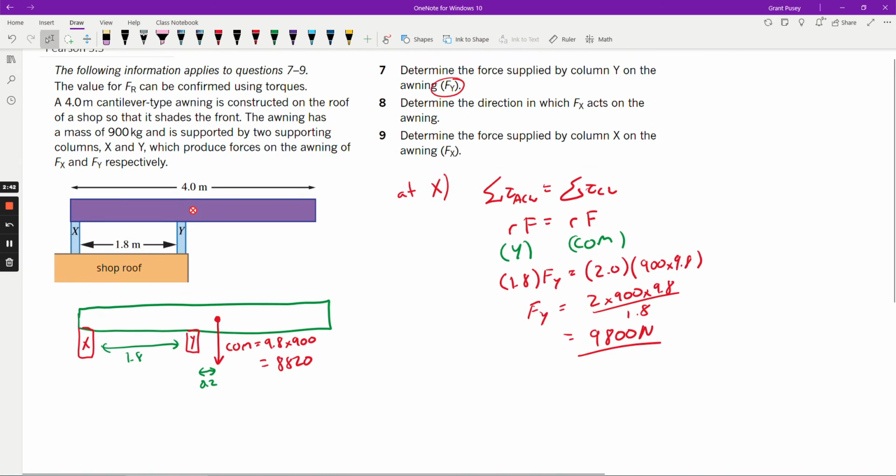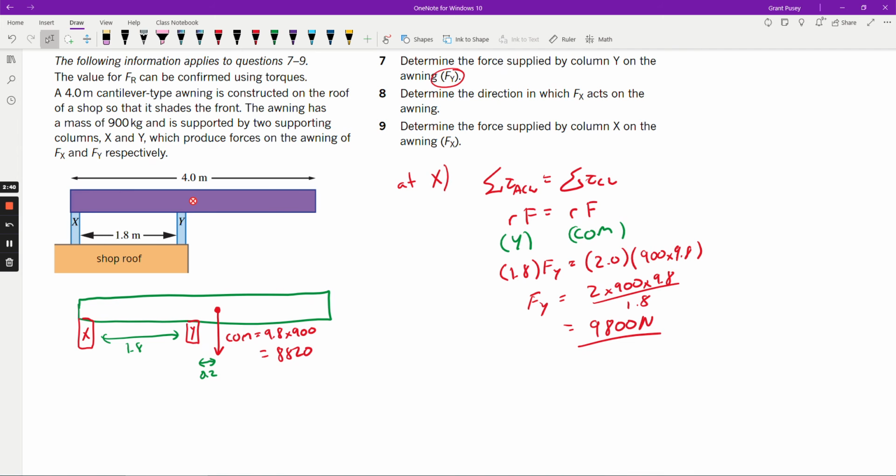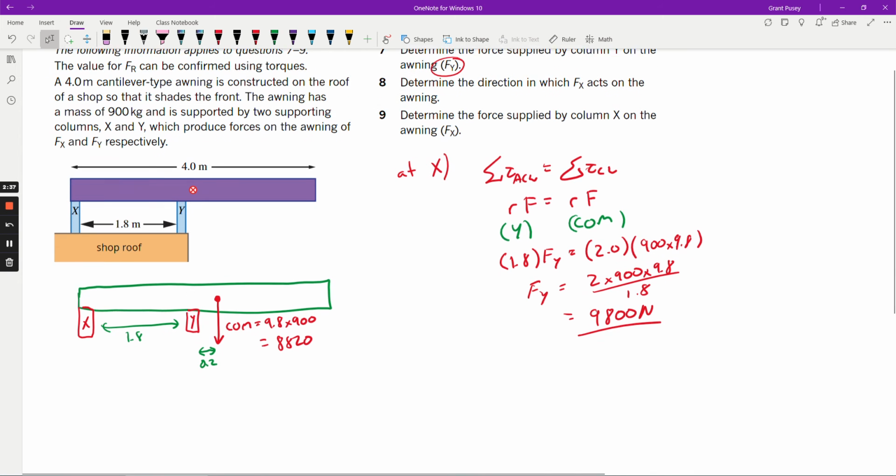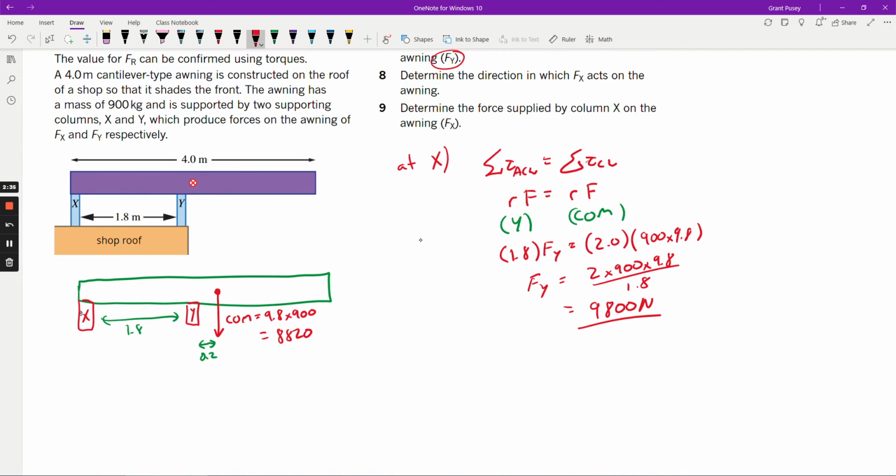Now, for question 8, it says determine the direction in which Fx acts on the awning. Now, it's really easy for us to suggest that X will be applying an upward force, but if you think about it, it's actually not going to. So if you look at the diagram at the top here, you've got this big rigid post with its center of mass hanging over the edge, and if you were to have your ruler, for example, and push it over the edge of your desk, once that center of mass is over the edge of the desk, the ruler will fall down.